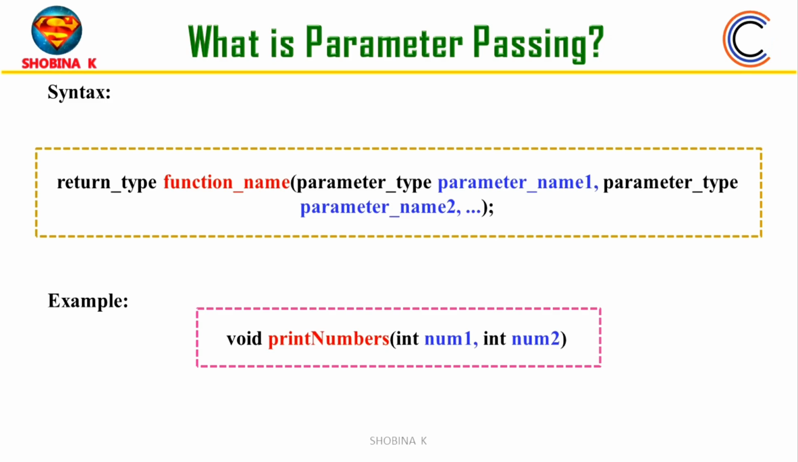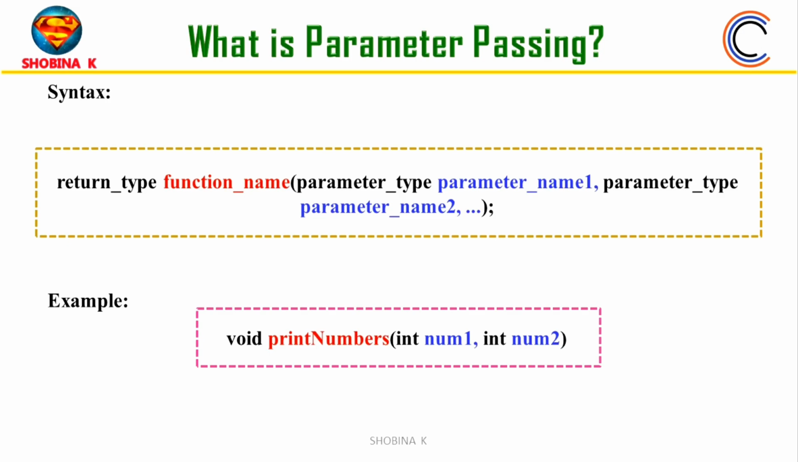Parameter type. This specifies the data type of each parameter that the function expects to receive when it is called. The function can have zero or more parameters. Each parameter is separated by a comma. Next, parameter name. This is the name given to each parameter, which serves as a placeholder for the values passed to the function when it is called. The parameter name must be a valid identifier in C.